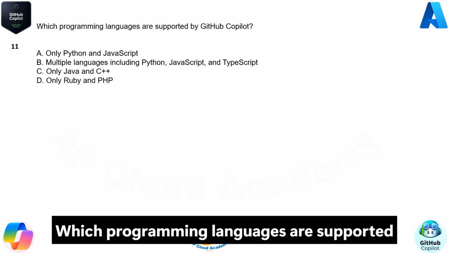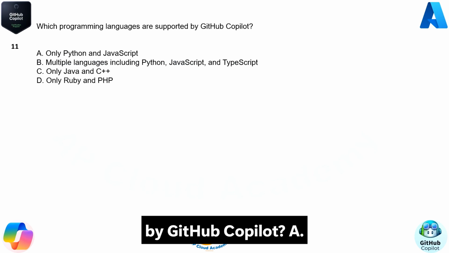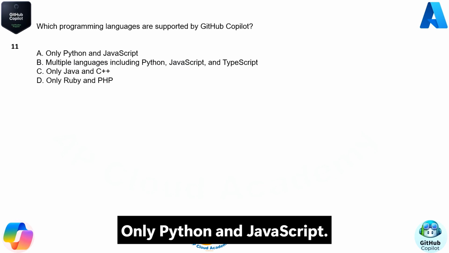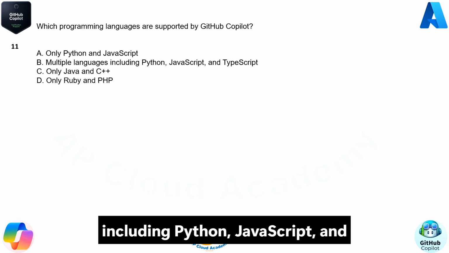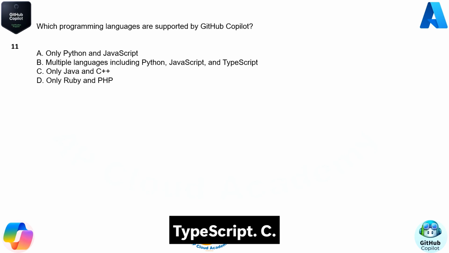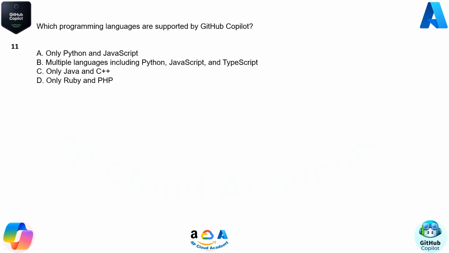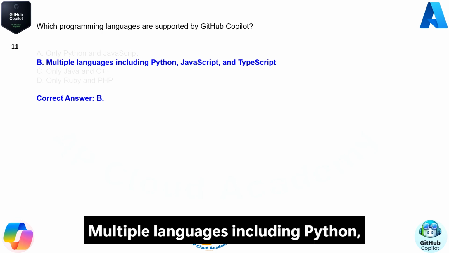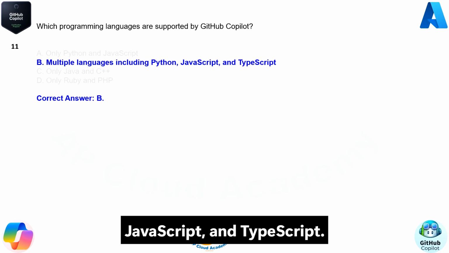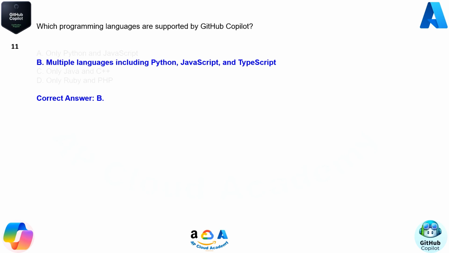Which programming languages are supported by GitHub Copilot? A. Only Python and JavaScript. B. Multiple languages including Python, JavaScript, and TypeScript. C. Only Java and C++. D. Only Ruby and PHP. Correct answer, B. Multiple languages including Python, JavaScript, and TypeScript.